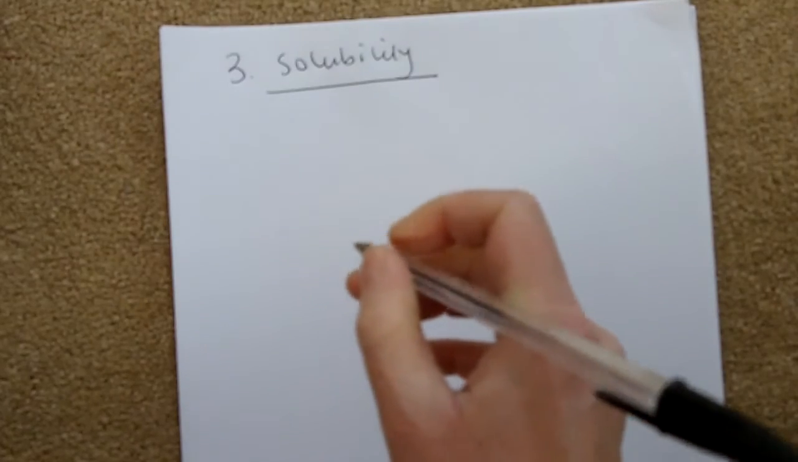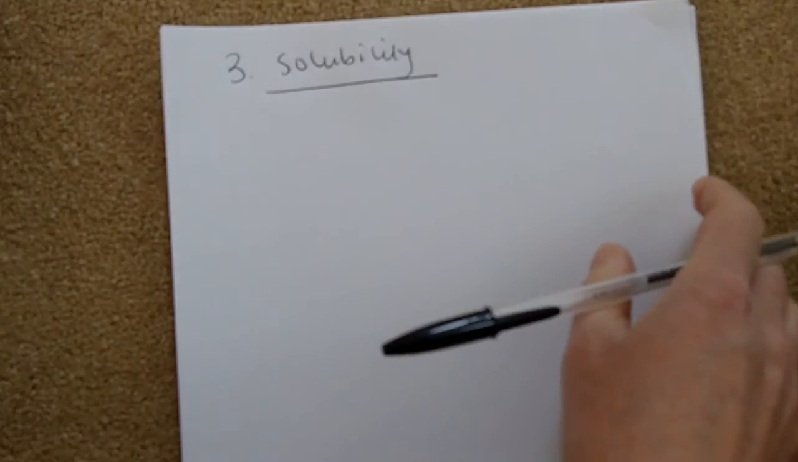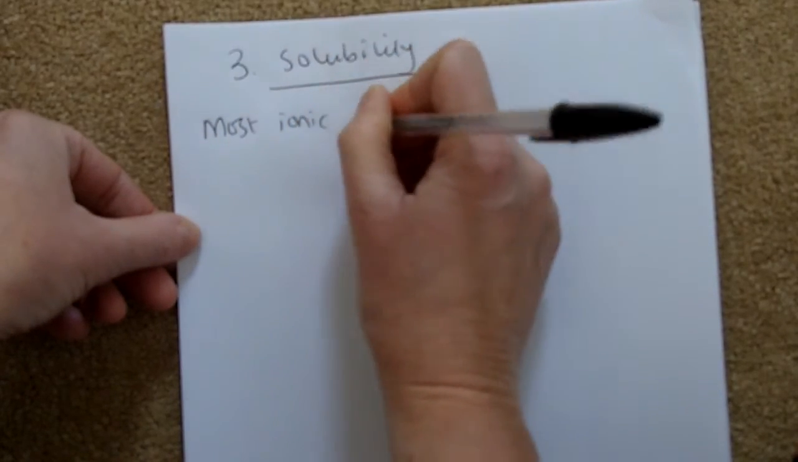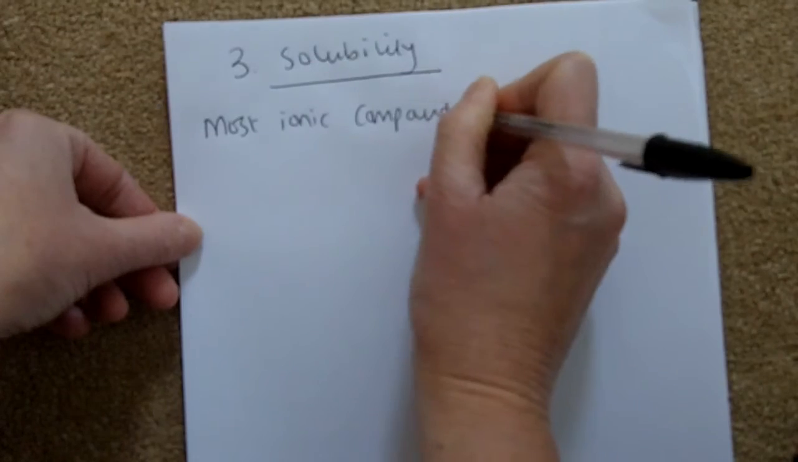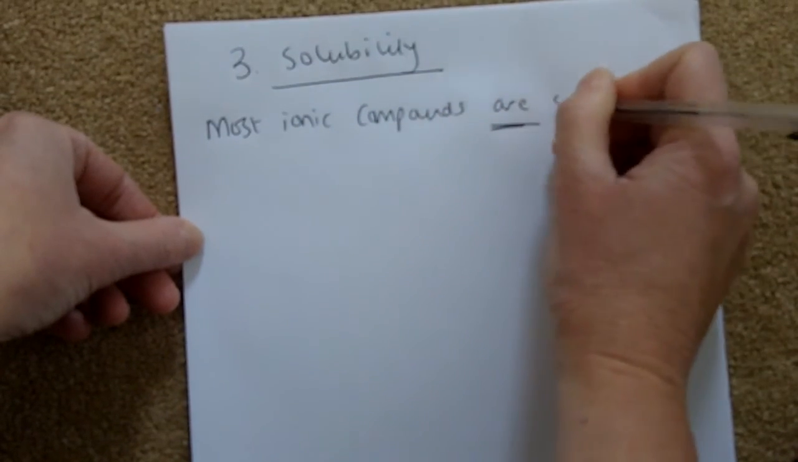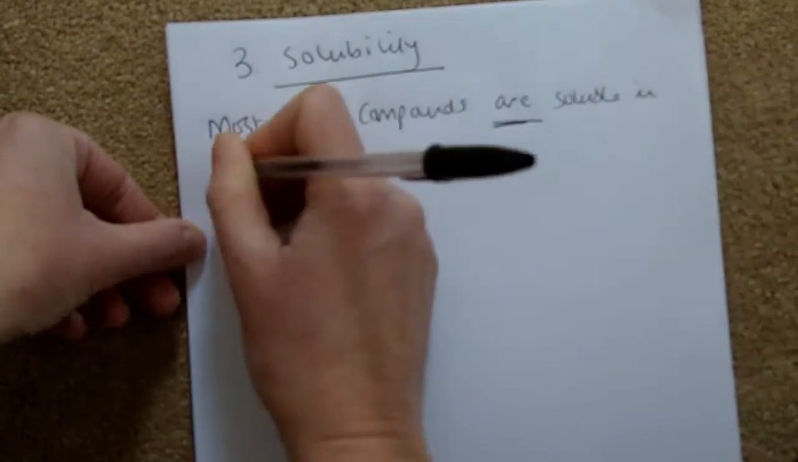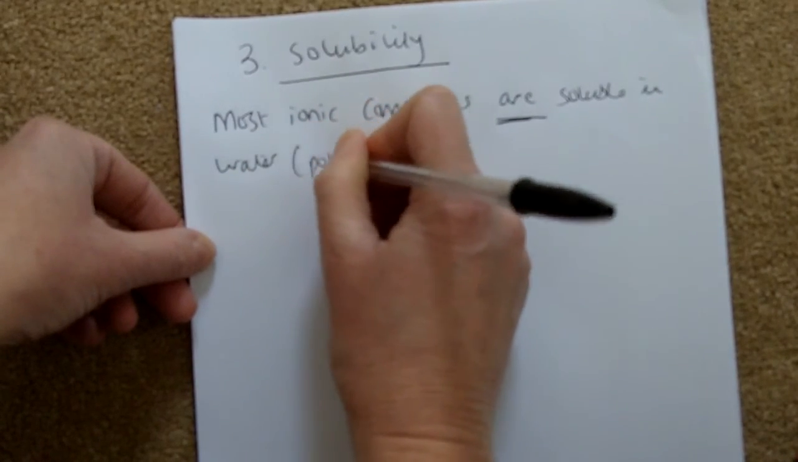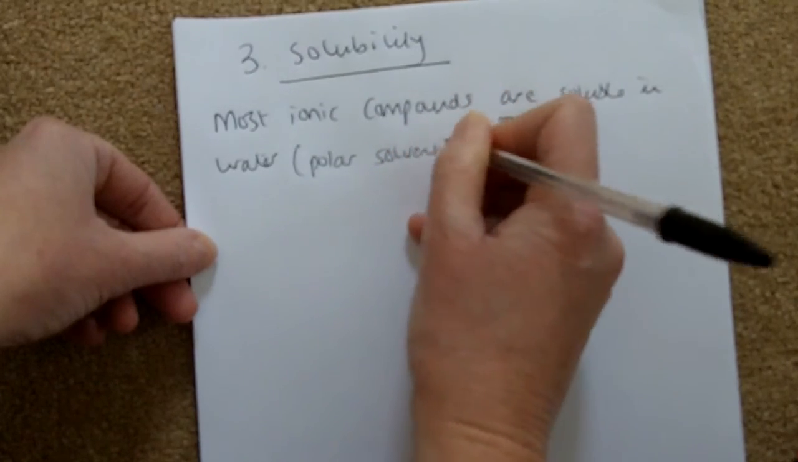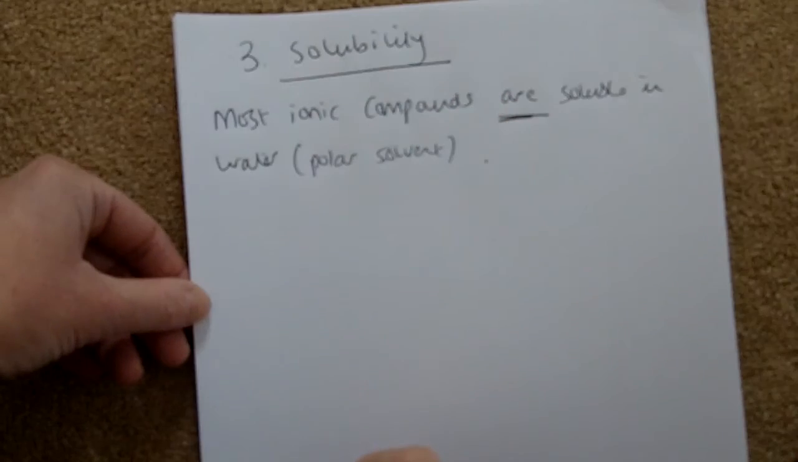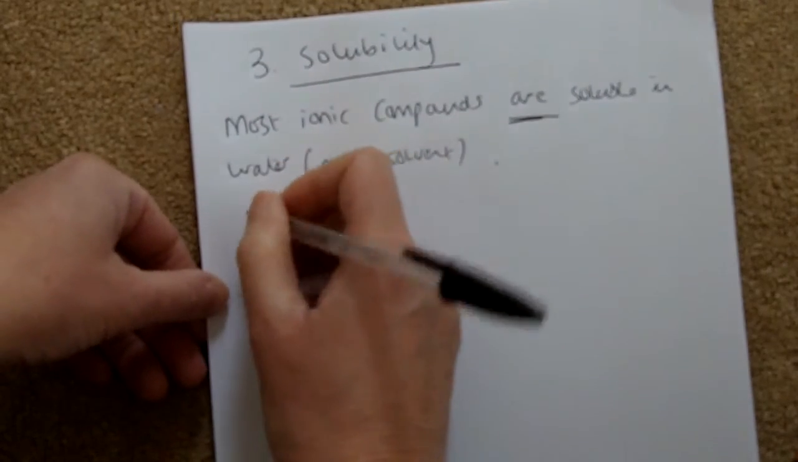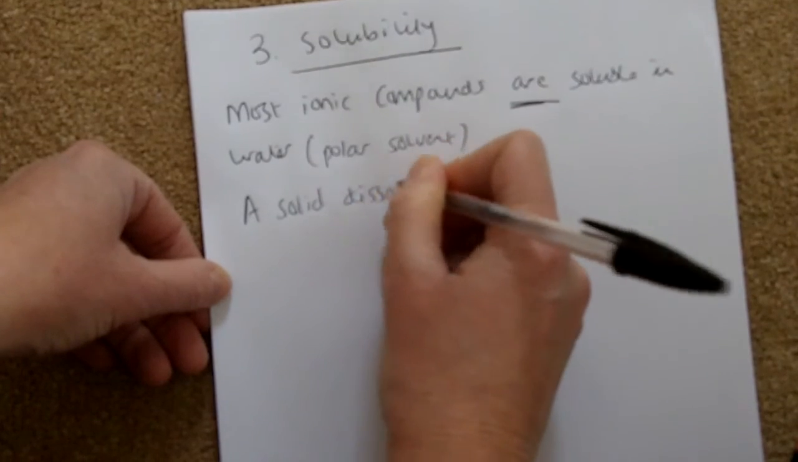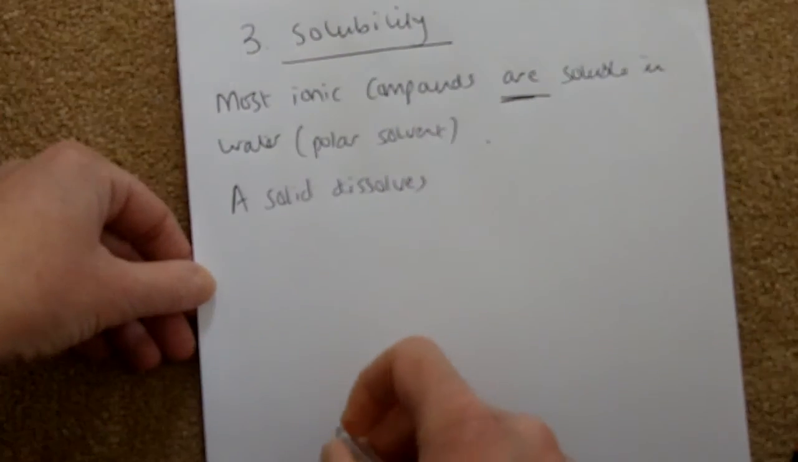Is it soluble? Most ionic compounds are soluble in water, and that is because water is a polar solvent and can break down the ionic attractions. When a solid dissolves, there are two things happening.